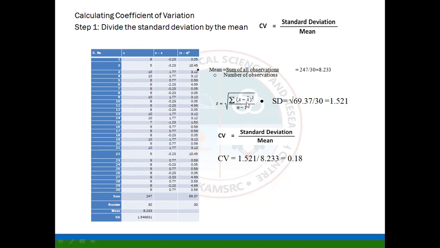The sum of x minus x bar squared is 69.37. So the standard deviation is the square root of 69.37 divided by 30. Here it is 1.521.